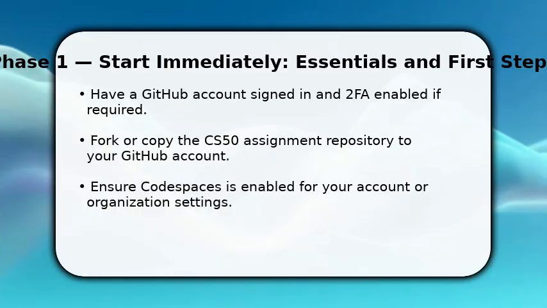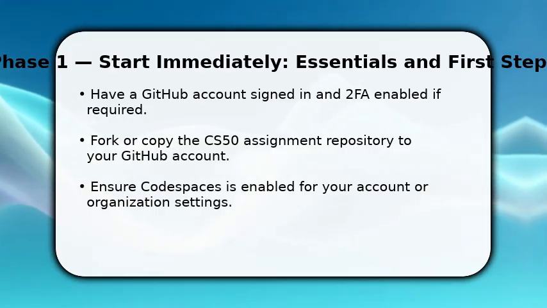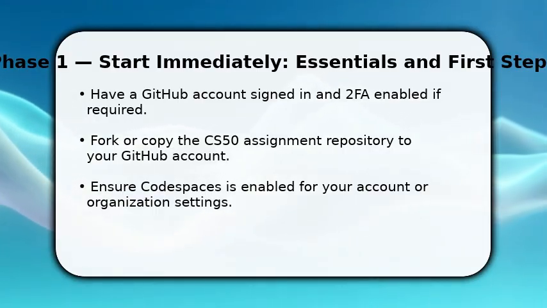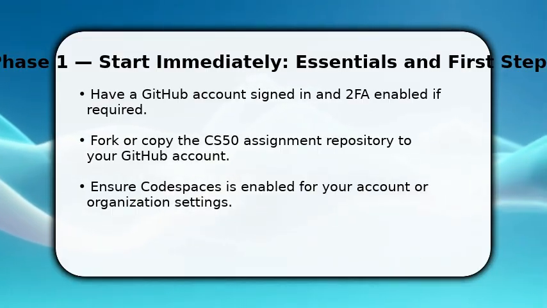You start by getting essentials ready. Sign into GitHub and fork the CS50 repository so you own a copy. Once done, confirm Codespaces is available on your account. GitHub sometimes requires enabling it in settings, so make sure to check.